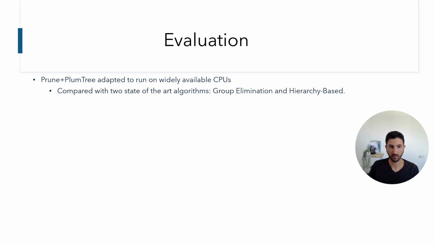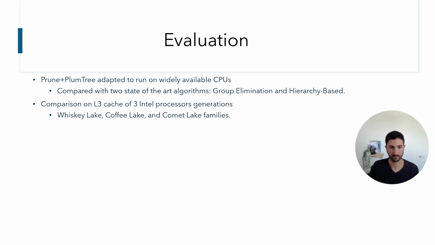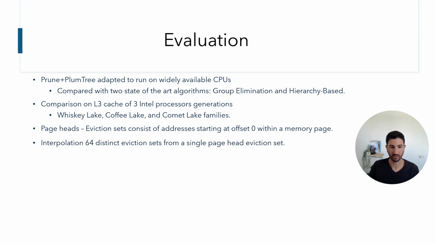Now, we evaluate our algorithm, Prune+PlumTree, against two state-of-the-art algorithms, the group elimination algorithm and the hierarchy-based algorithm. We make a comparison on the L3 cache of 3 Intel CPUs from the 8th, 9th, and 10th generations. We refer to a page-head eviction set as an eviction set consisting of addresses starting at offset 0 within a memory page. In Intel CPUs, we can interpolate 64 distinct eviction sets from a single page-head eviction set. So in that comparison, we map only the page-head eviction sets, and then from each one, we interpolate 64 distinct eviction sets to receive the full mapping.